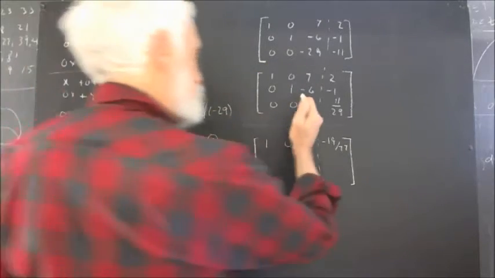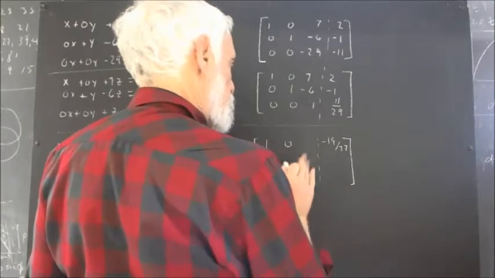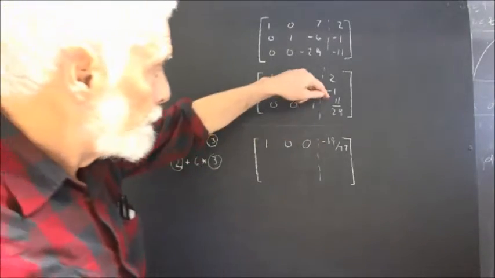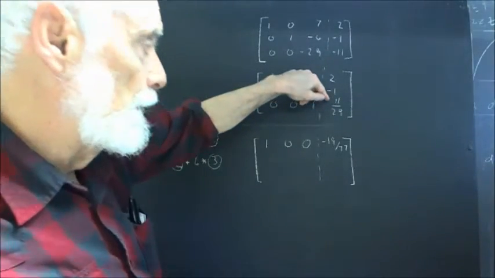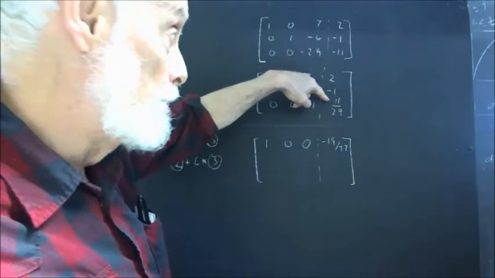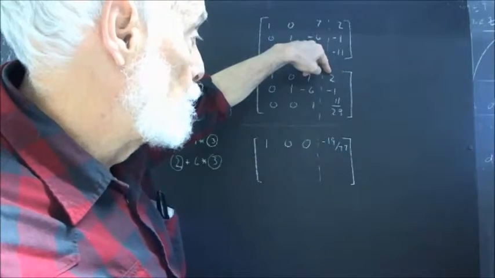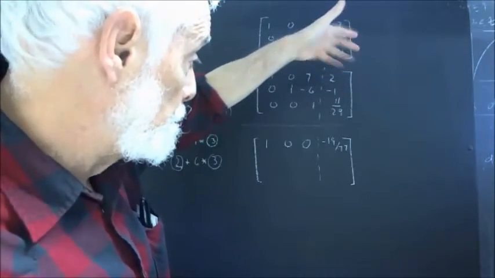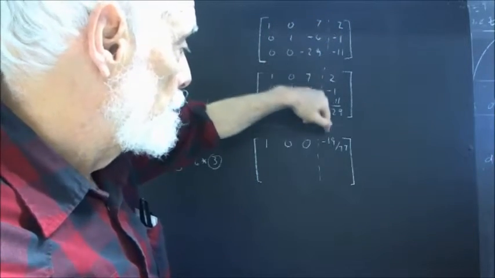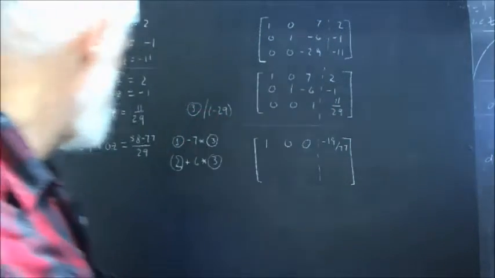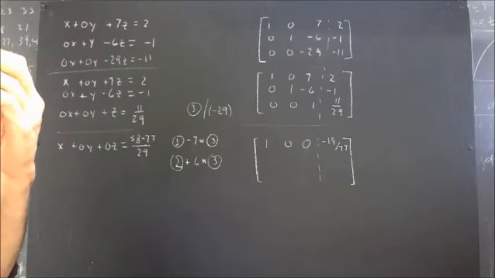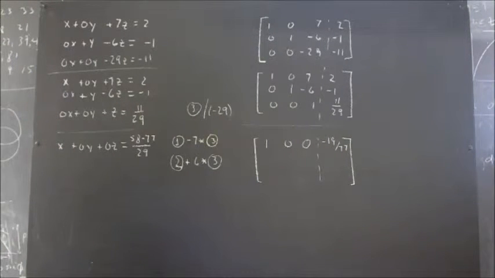Again, if we do the same thing here, negative 7 times this added to this gets rid of the 7. And I didn't get rid of the 7, did I? Should be a 0 there. And negative 7 times 11/29 is negative 77/29. 2 is 58/29. 58 minus 77 is negative 19. So we have negative 19/77, if my arithmetic is correct. Remember, I allow myself to make mistakes here. I don't just allow myself, sometimes I can't help it.